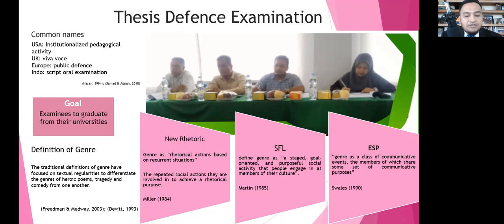And the last tradition is English for specific purposes, or ESP. John Swales defines genre as a class of communicative events, the members of which share some set of communicative purposes. The members use language as a medium to achieve their target purposes. Our current study assumes that the definition of genre provided by Swales is more suitable for the TDE genre.